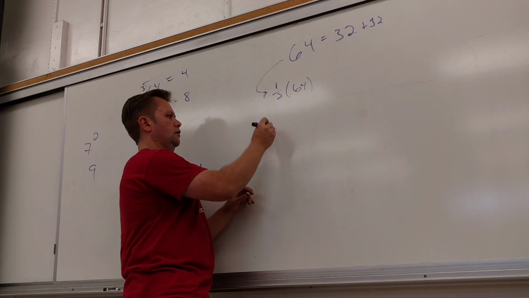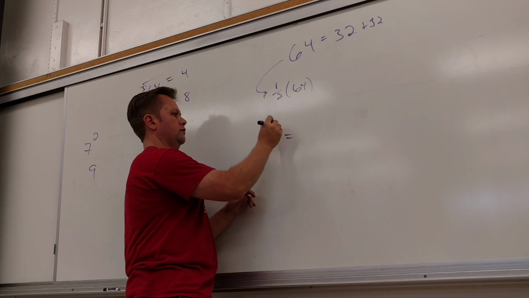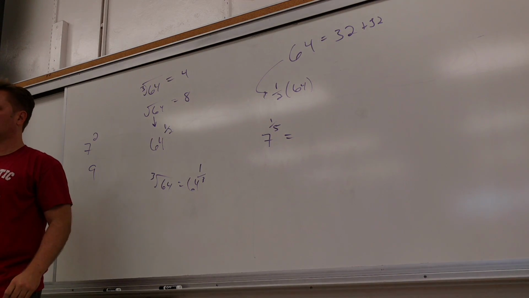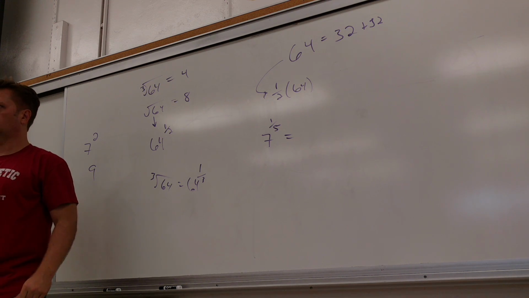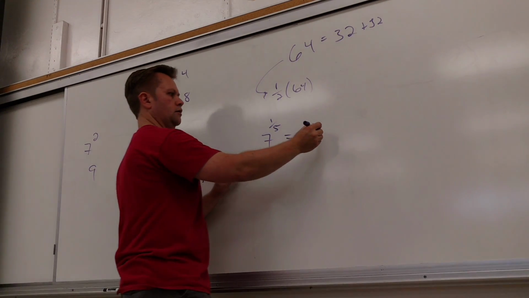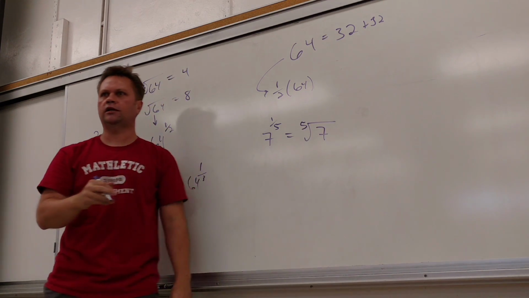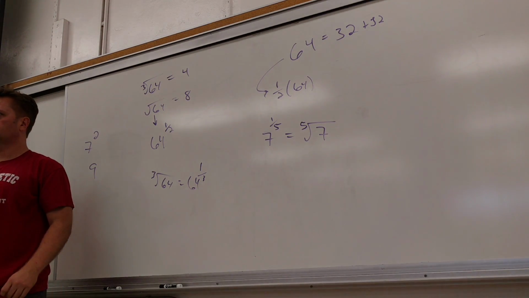So, what was I just thinking about? 7 to the 1/5. Let's do the 5th root. How would I rewrite that? You rewrite that as the 5th root of 7. There it is, 5th root of 7. Cool, I like it. I stumbled a little bit. I understand.